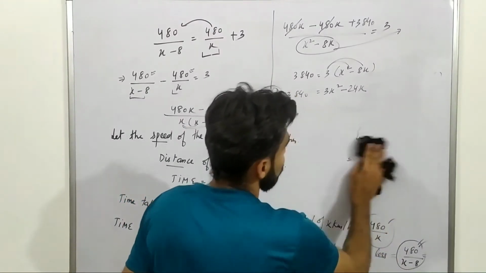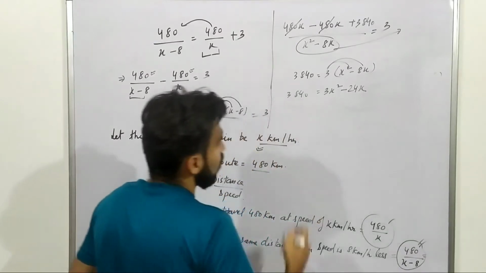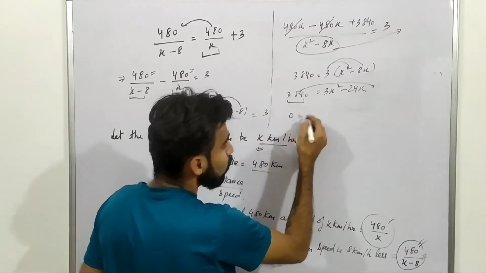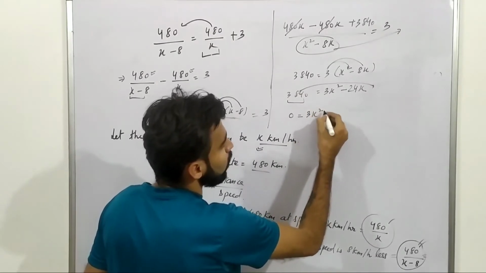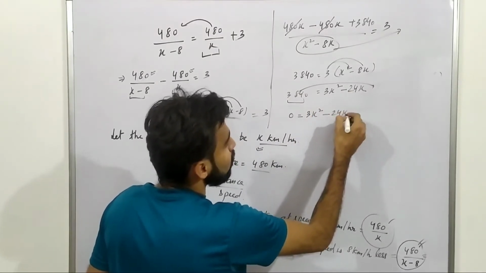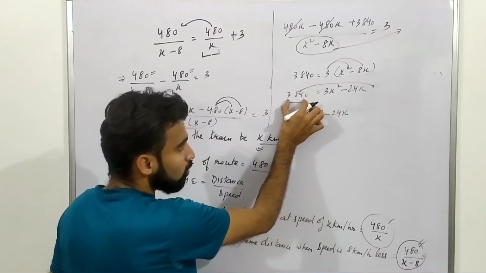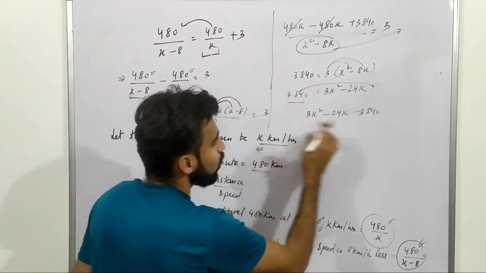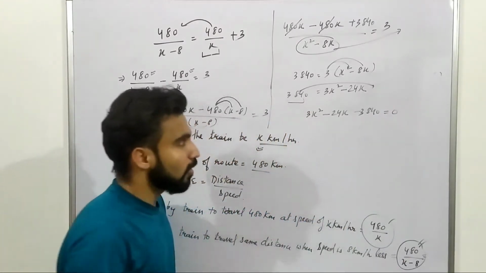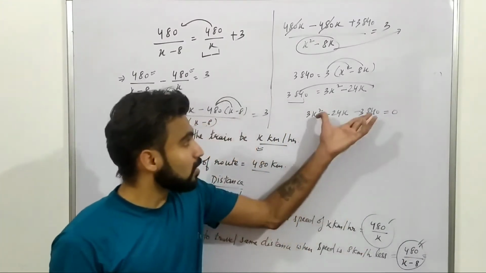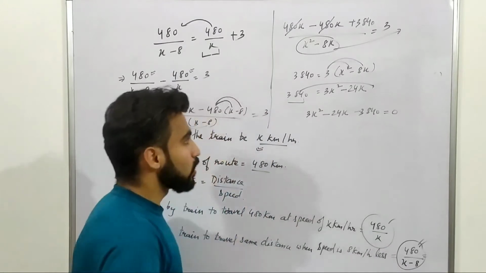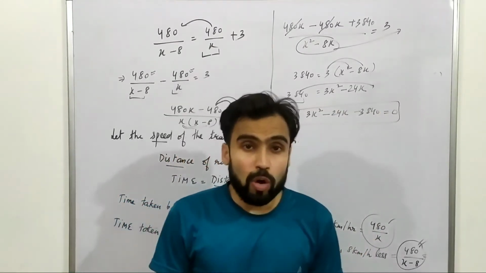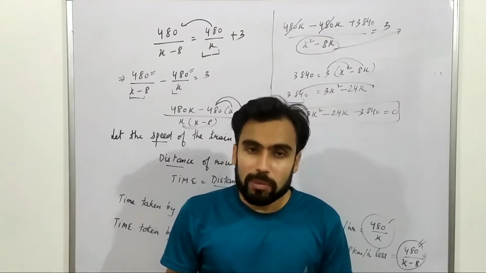Now if I just transfer this left hand side value over to the right hand side, so the left hand side will become 0, so that will be 3x square minus 24x. Now this 3840 of positive will become minus 3840. Now you can also write this 0 over to the right hand side, so they will make no change. Now this is the required quadratic equation that we were looking for. So now you understand how to form an equation from the given verbal equation.